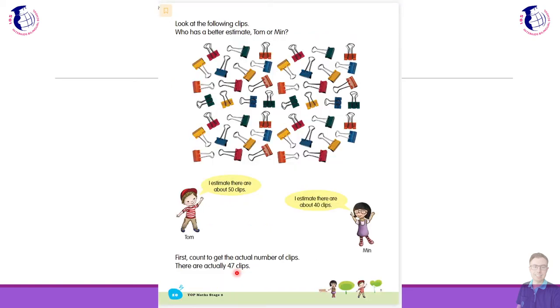Okay, here we have some clips. So who has a better estimate? Is it Tom or is it Min? Tom estimates there are about 50 clips. Min estimates about 40 clips. So first, count to get the actual number of clips. So what you want to do yourself, count them one by one. And what you can do, you can circle them in groups of 10 like this, like on the previous page.